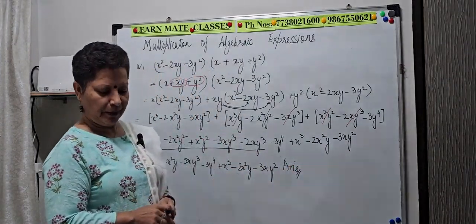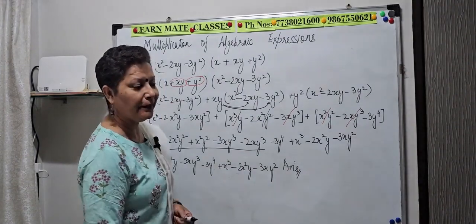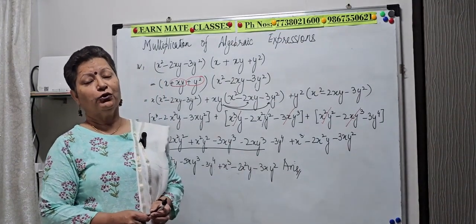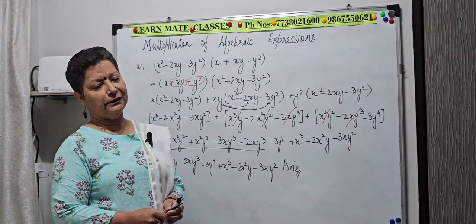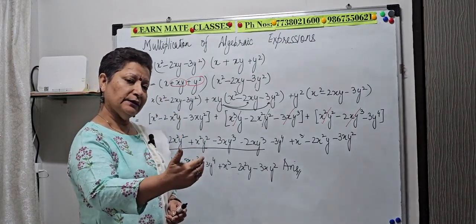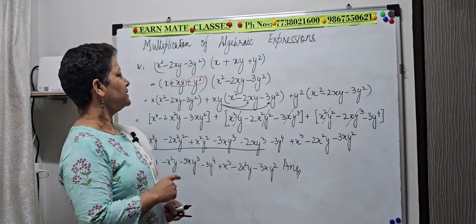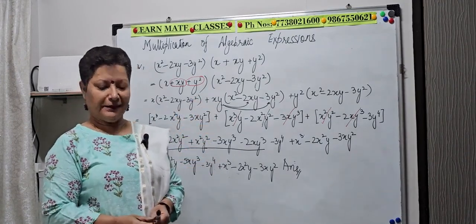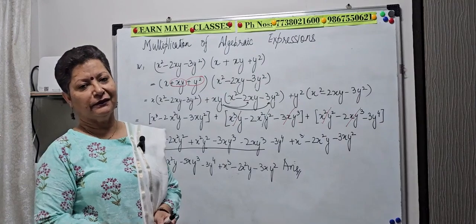I hope I have been able to throw some light on this topic, and you should now be feeling more comfortable in multiplying monomials with monomials, monomials with binomials, binomials with binomials, and finally trinomials with trinomials. So I think we've exhaustively covered this topic.